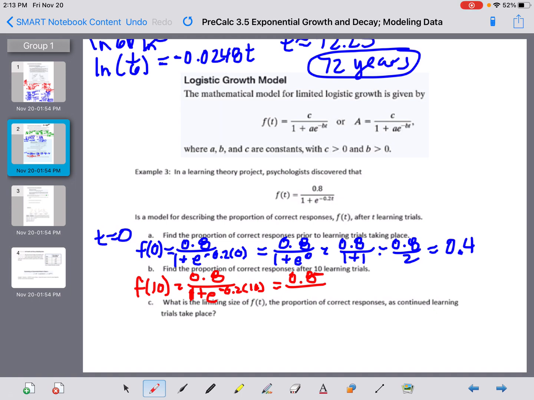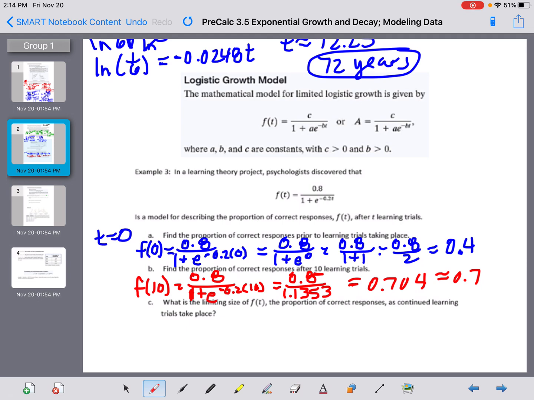And just so you know, it's like 1.1353, okay? And now I'm going to divide 0.8 by that, right? So 0.8 divided by that, and I get about 0.704. About 0.7, right? So I've increased, I'm up to a 70% now. So it's not bad after learning about it 10 times, right?